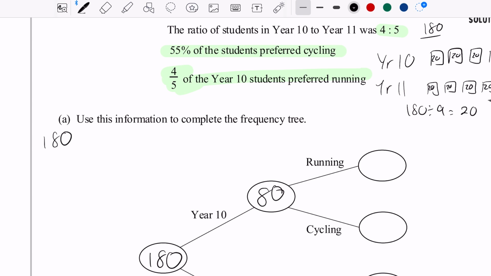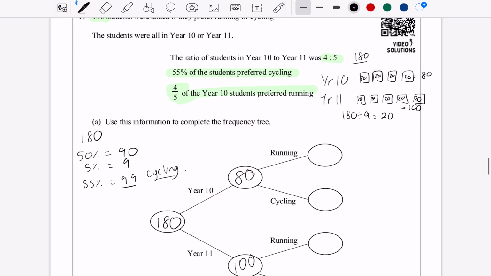55% would be hard to do in one go, but we could find 50% by halving it, that would be 90. We could find 5% because we could divide that 50% by 10, because 50 divided by 10 is 5. So that would be 9. So that means 55% equals 99. Okay, so 99 is the preferred cycling, but that is year 10 and year 11, so we can't really use that yet, but that is really helpful to know.